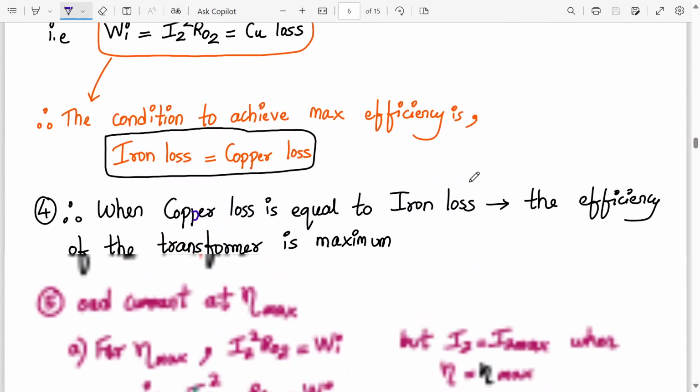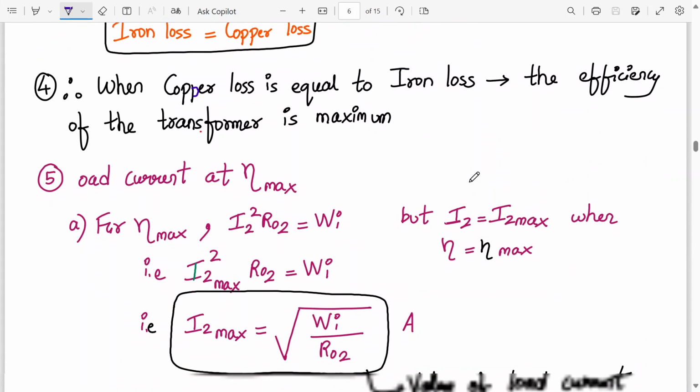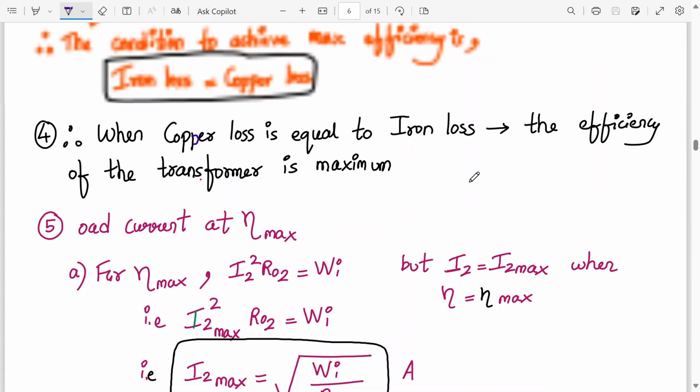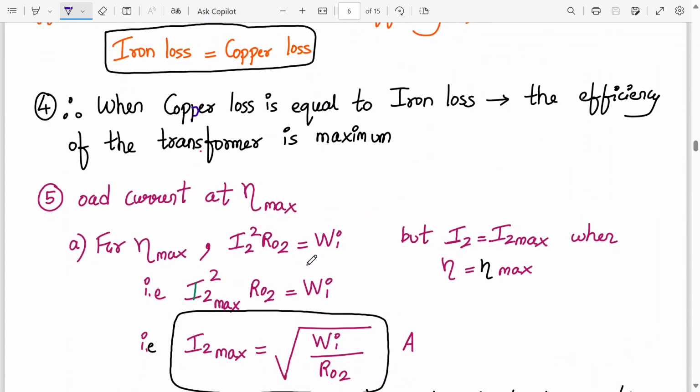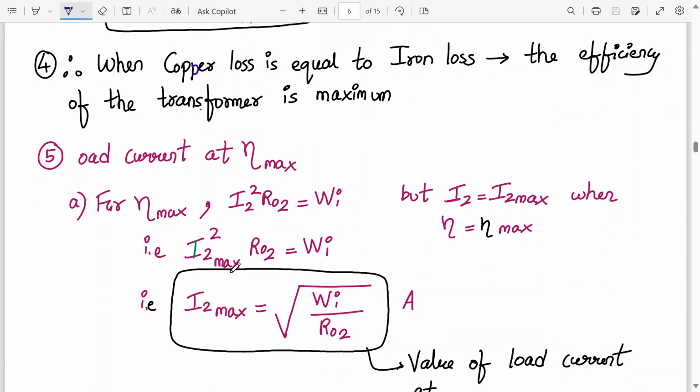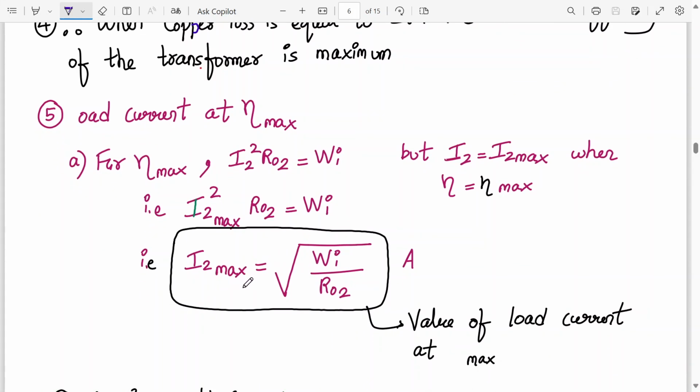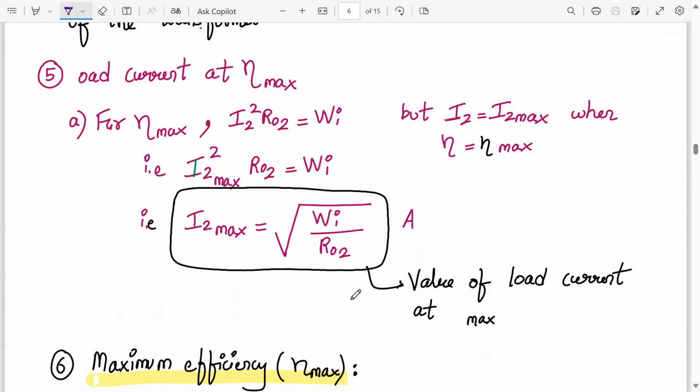Yes, sir. Now, the current at eta max will be given by this. See, Wi is I2 square RO2, but I2 is I2 max and eta is eta max. So I2 max square RO2 will be equal to Wi. So I2 max will be the square root of Wi upon RO2. So this is the maximum value of load current at maximum efficiency.